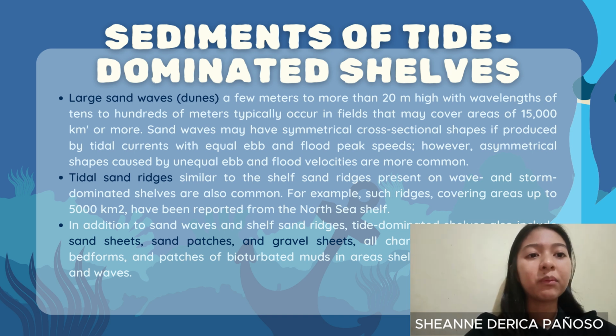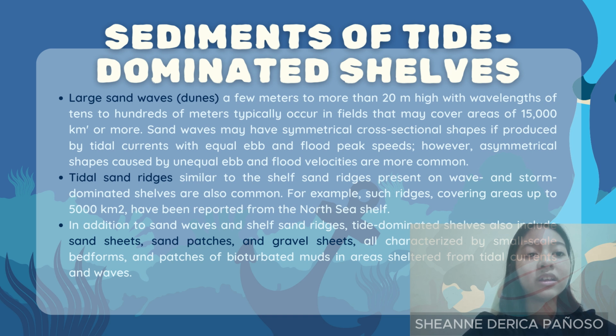Lastly, don't forget about other features in tide-dominated shelf. These include sand sheets, sand patches, and gravel sheets. These features have small-scale bedforms and patches of bioturbated mud. They are often in areas protected from strong tidal currents and waves.